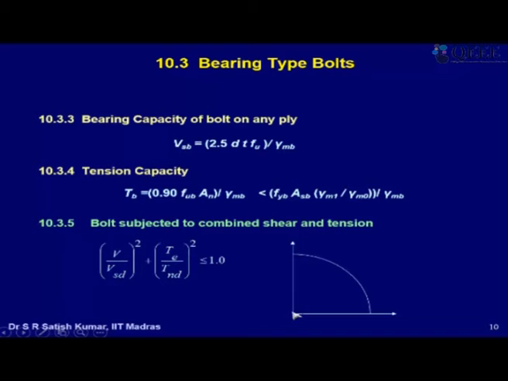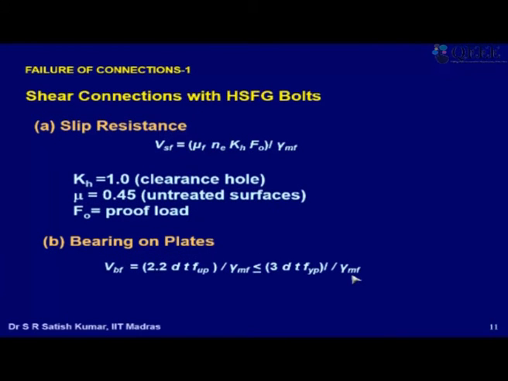So we basically plot, let's say, V by VSD on the y-axis, T by TND on the x-axis, and if you plot this, the equation is x square plus y square equal to 1. So it's an equation of a circle. As long as you are inside the circle, it is safe. If you touch the circle, you are going to fail. I mean, the bolt is going to fail. Okay, so that's how we check the bolt.